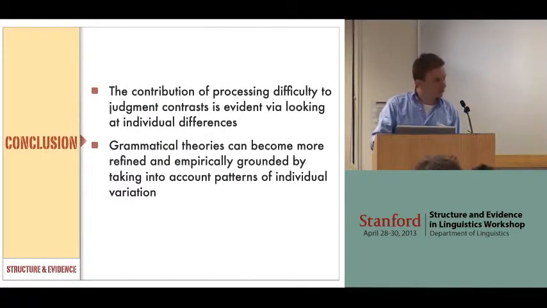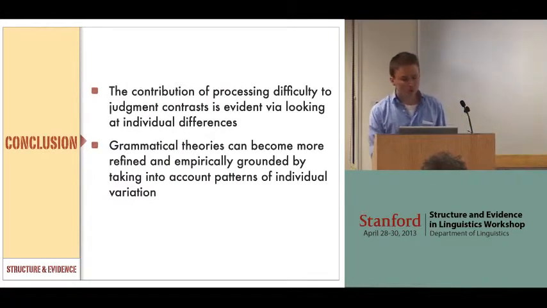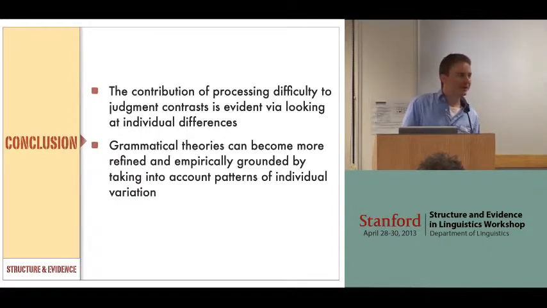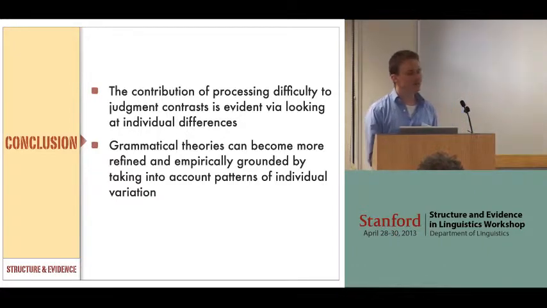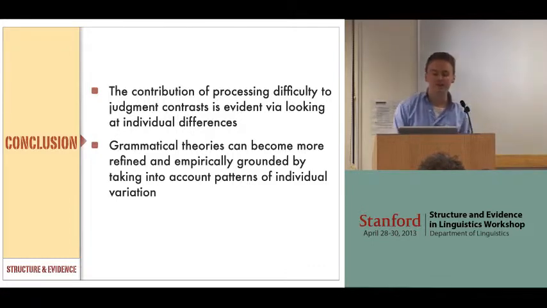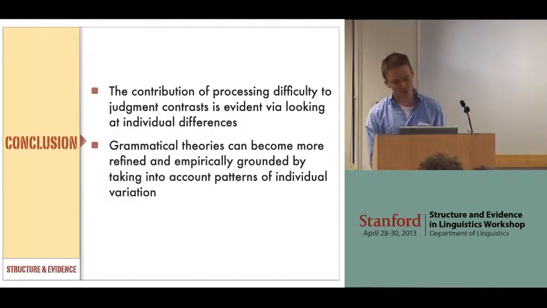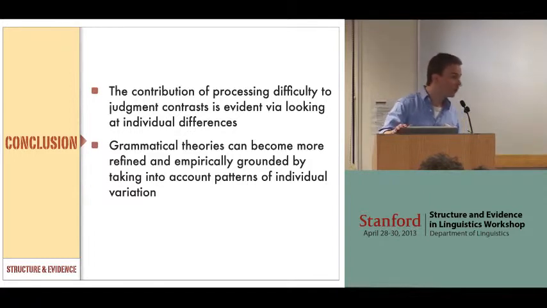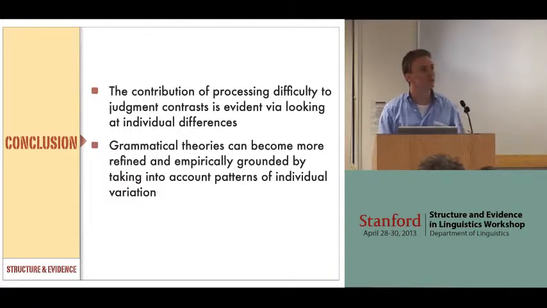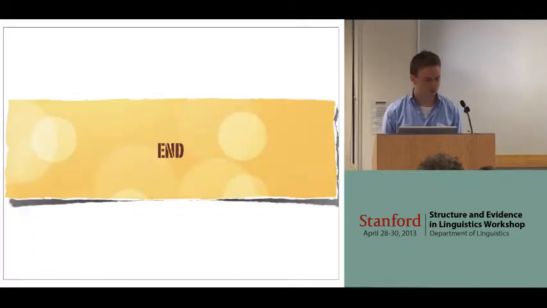So just to sum up here, what we've suggested is that, counter to what Ted said, maybe we can see some patterns in the data that tell us about the relative roles of processing difficulty and judgment contrast by looking at individual differences. And in doing so, this should be of interest not only to psycholinguists or people interested in theories of individual differences, but also those interested in building grammatical theories and trying to situate those grammatical theories on a sound empirical basis. And that's where I'll stop.